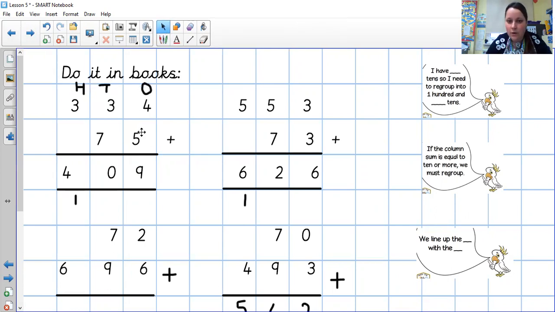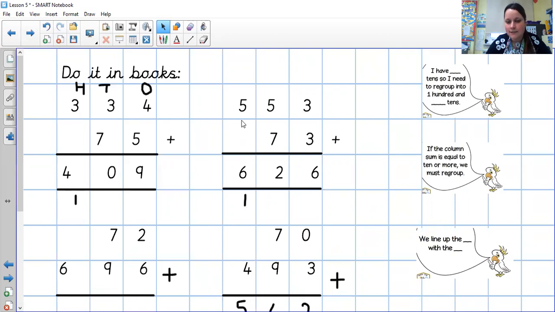So I'm going to start with my 1s. So 4 add 5 equals 9. Then I'm going to add my 10s. 3 10s add 7 10s equals 10 10s. So I need to regroup my 10 10s into 100 and 0 10s. I then add my hundreds. 300 add 100 equals 400. So the answer to the first sum was 409.